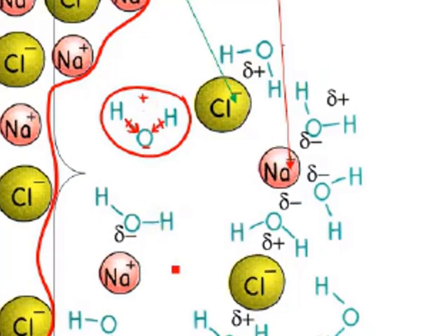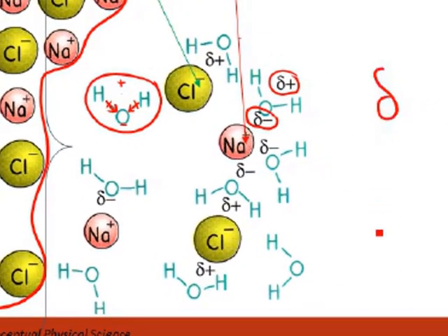Now since that is slight, as in it's not an ionic substance but just a polar molecule, we represent these differences in charge with the Greek small letter delta, and that means slight. So there's a slight positive charge on the hydrogen end and a slight negative charge on the oxygen end. It's a polar molecule, and because it's a polar molecule it can exert electrostatic forces, and that it does on the ions of the sodium chloride.